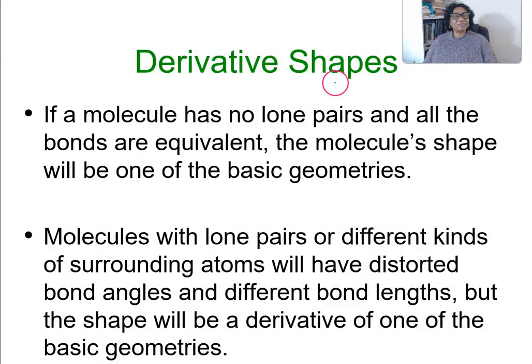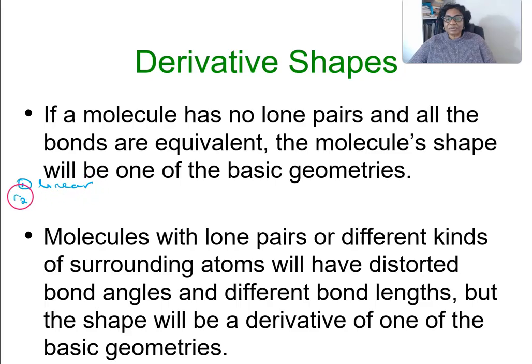So, derivative shapes. If a molecule has no lone pair and all the bonds are equivalent, the molecule's shape will be one of the basic geometries. So what are the basic geometries? Let's remind ourselves of the basic geometries. I hope you can remember. Let's look. So we have linear.